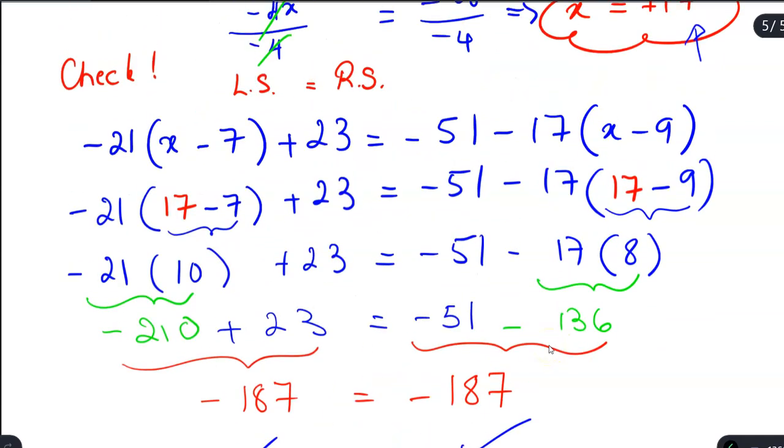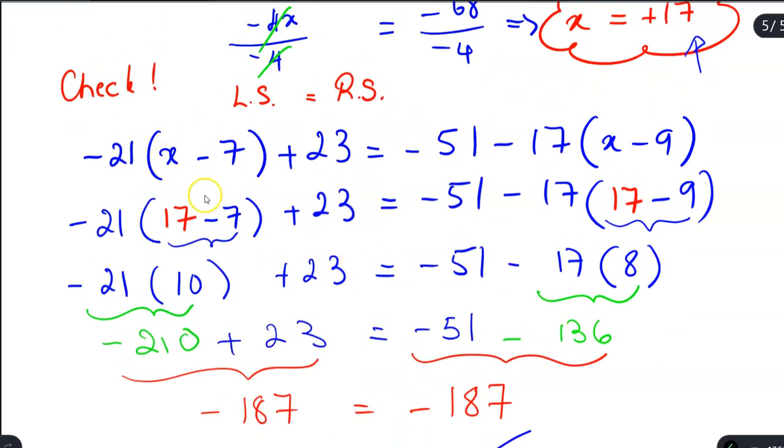Alright, so I hope you get the concept of performing the check step. That means you substitute x into the original equation, perform all the operations on one side, perform all the operations on the other side, and then in the end see if the two final results actually match with each other.